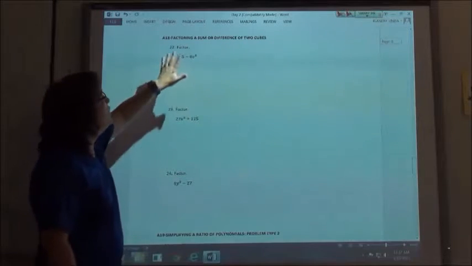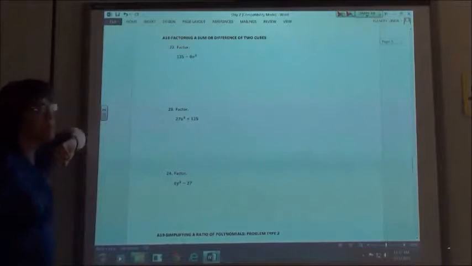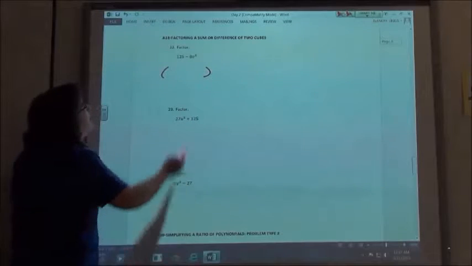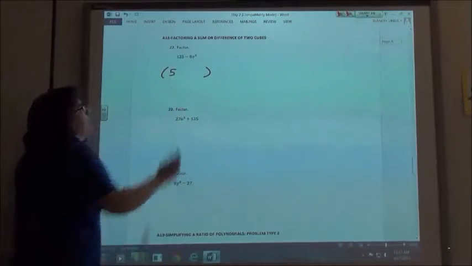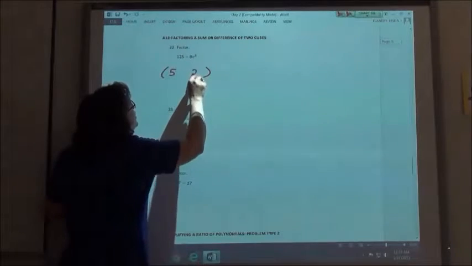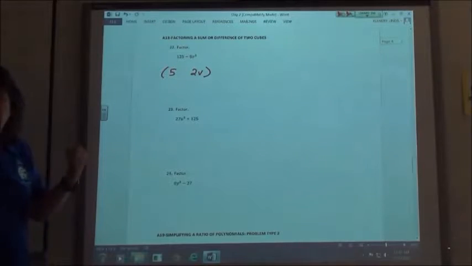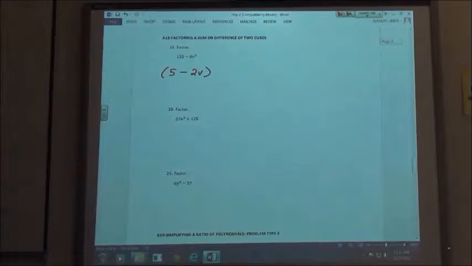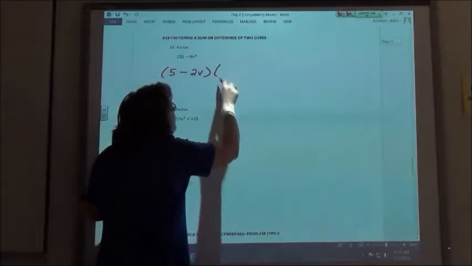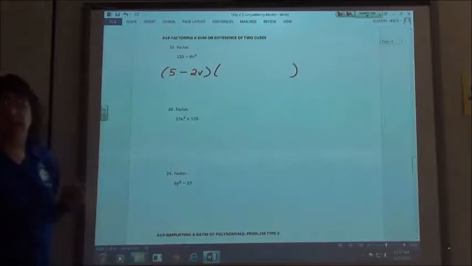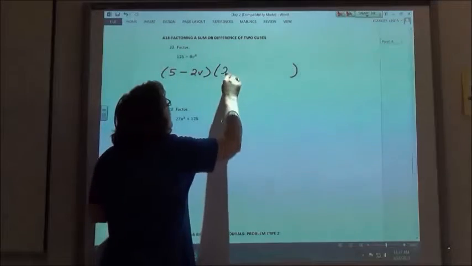First thing we're going to do is take the cube root of each of my terms. Same sign goes in the middle. So if I have my set of parentheses, the cube root of 125 is 5, because 5 times 5 times 5 is 125. The cube root of 8v cubed would be 2v. 2v times 2v times 2v is 8v to the third. Same sign in the middle, so there's going to be a minus sign in there. So we have 5 minus 2v. Now in our other set of parentheses, we're going to end up with 3 terms. The first and the last term will be the squares of each of these. 5 times 5 is 25.